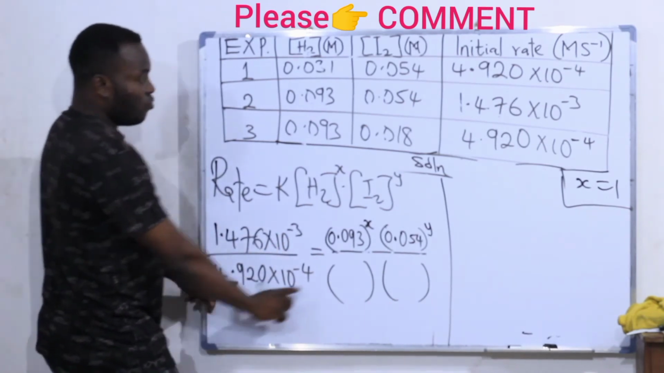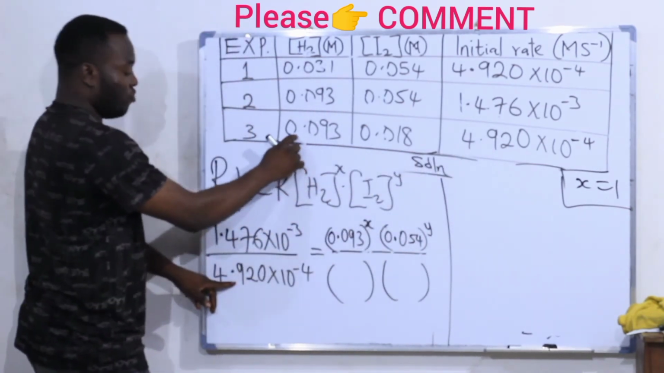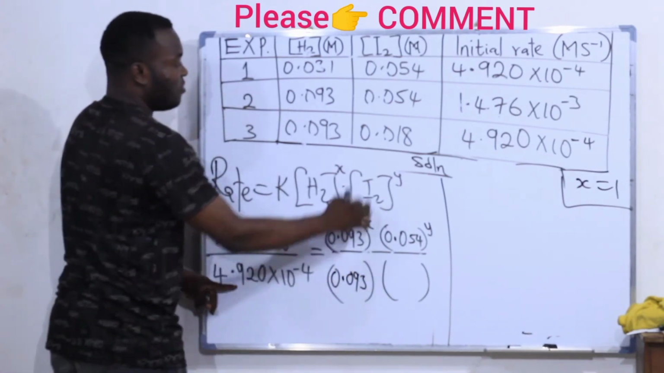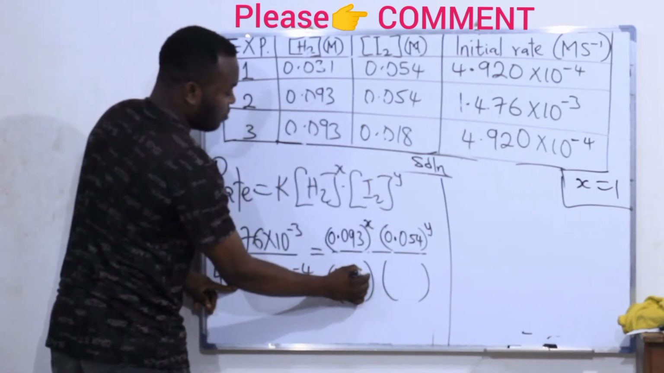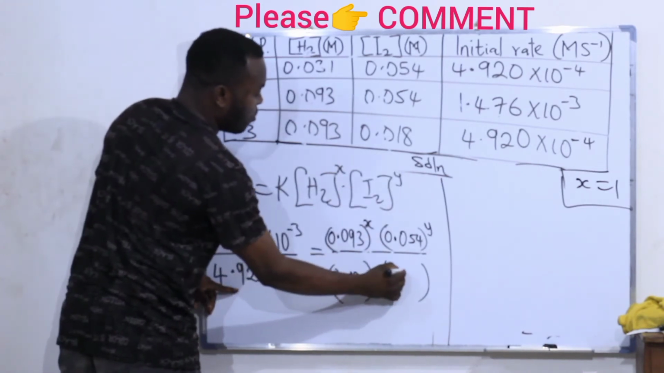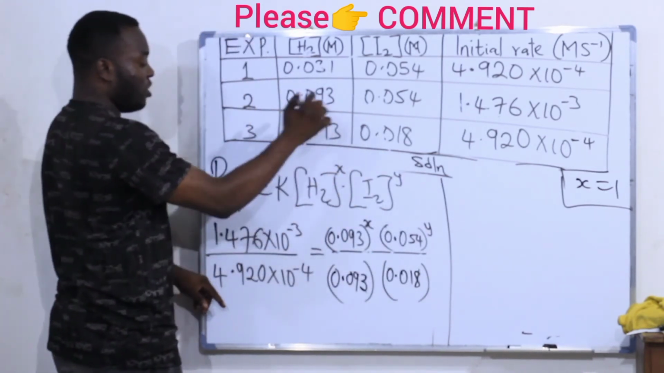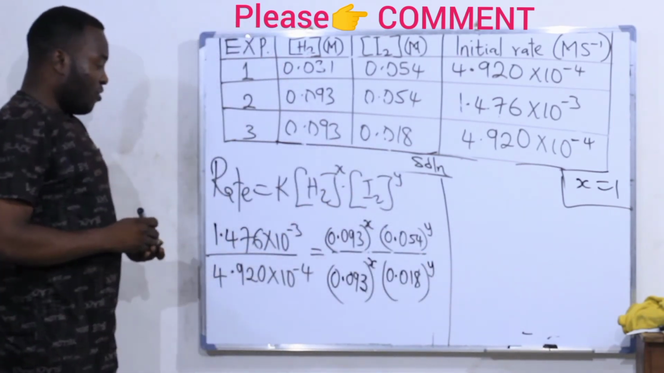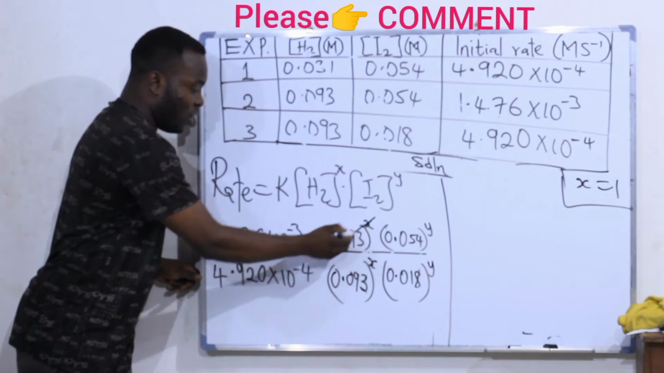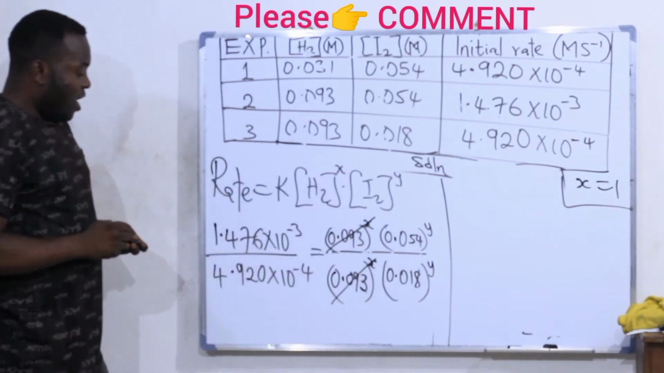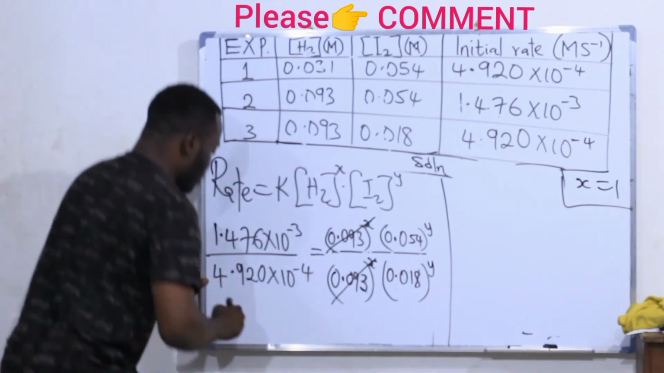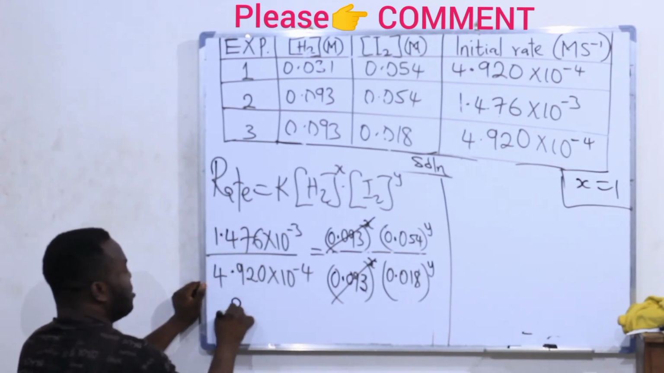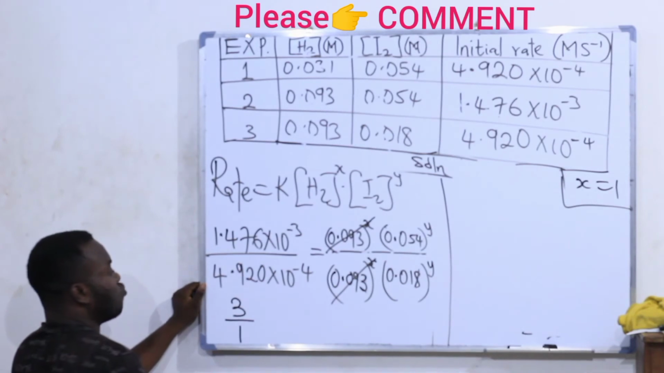Now for this rate, my hydrogen concentration is 0.093. This is my iodine concentration, which is 0.018. Hydrogen has power x, iodine has power y. As you can see here, the x will cancel out because they are equal. If I divide this by this, I will have 3 all over 1. That's what it will give me.